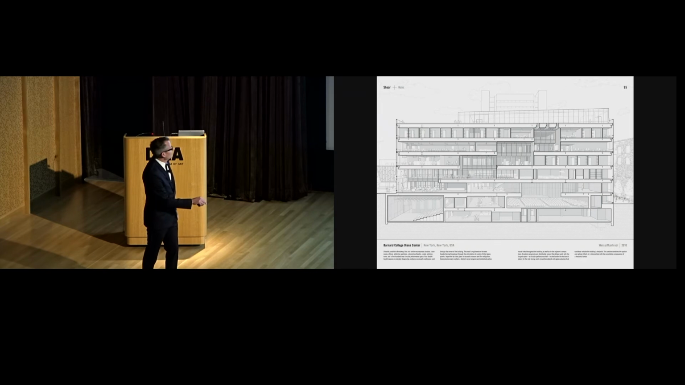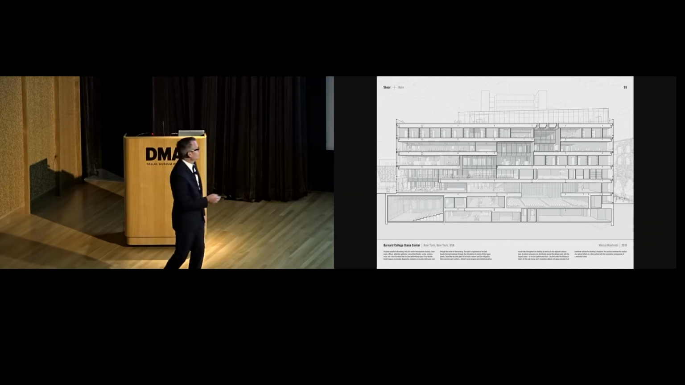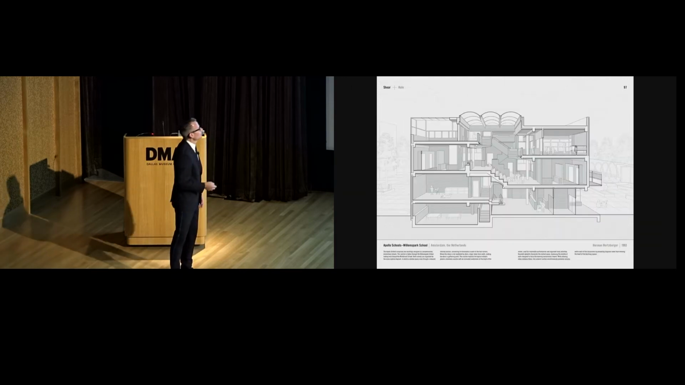So another model of the horizontal shear is when you place it on top of itself. And here in Weiss/Manfredi's center at Barnard, in effect, it's a horizontal shear that has a ceiling that's equivalently horizontally sheared, and it produces a series of double height spaces so that you can stand deep into the footprint and be able to look all the way out at the lawn of the college.